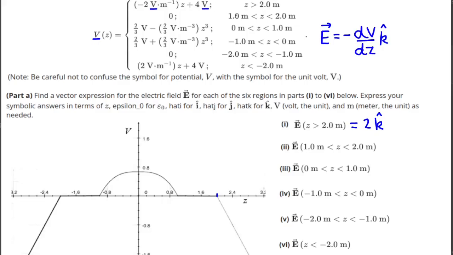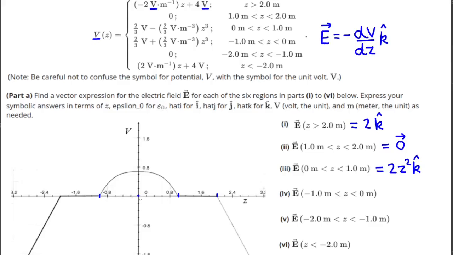And where z is between 1 and 2 meters, the potential function is 0, so the electric field is also 0. And from 0 to 1 meter, the derivative of the potential function is minus 2z squared, so the electric field is positive 2z squared in the k direction.